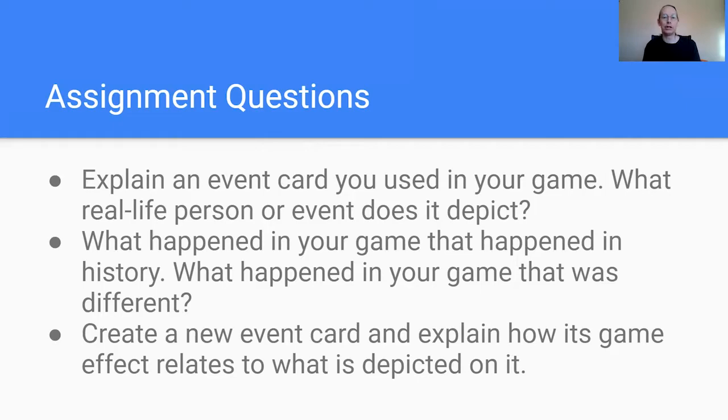And then I had them create a new event card to explain how its game effect relates to what is depicted on it. So we had to know something else, either someone who's not mentioned in the game but was part of the actual event, or some other event that happened, which might have an effect.